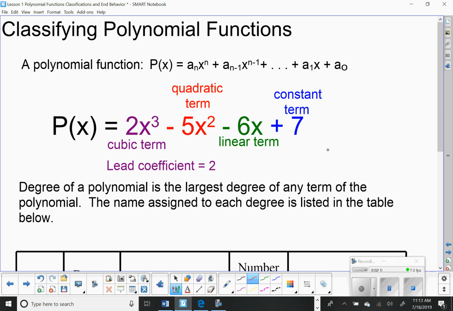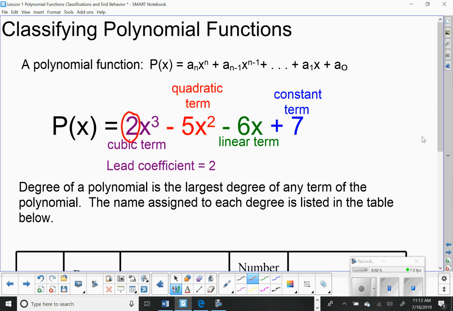Now, when you're asked for the lead coefficient, you have to organize your function so that it's in the largest exponent to the smallest exponent. And once that's been done, then you can identify the lead coefficient. The lead coefficient is the number that is being multiplied times the variable with the highest degree. Now, the degree of a polynomial is the largest degree of any term of the polynomial. We're going to just work with polynomials that have a single variable.